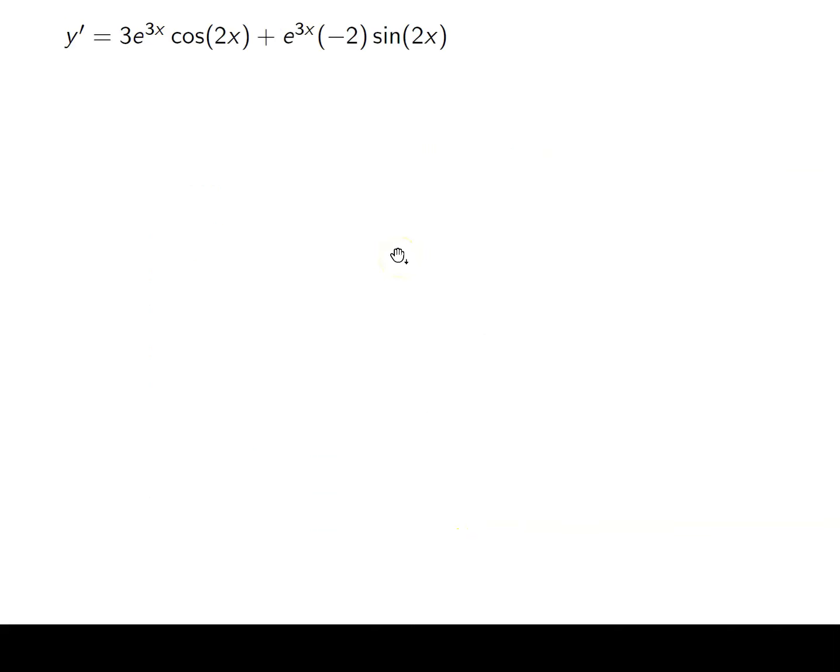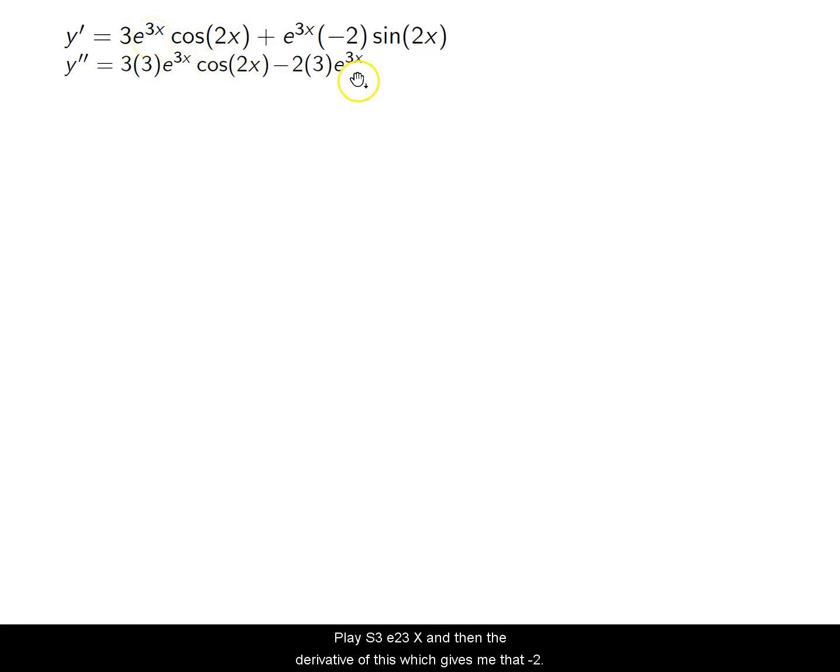Okay, and there we go. So that's our first derivative. Now when we do the second derivative, we're going to do the same thing, using the product rule here and the product rule here. I'm going to differentiate this, which gives me 9e to the x, and then this function stays the same, plus 3e to the 3x.